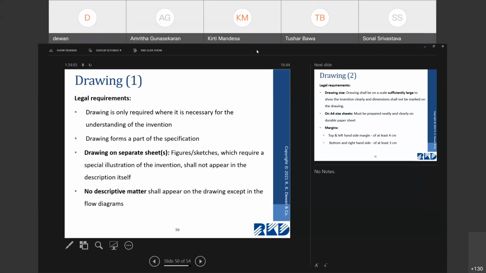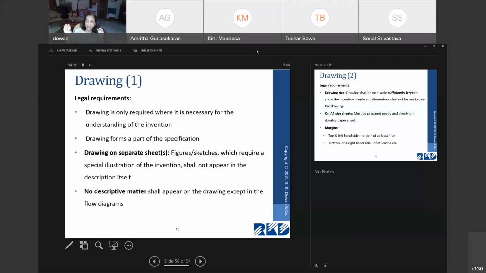So in the detailed description, we can use the numerals, and the part should be described there. In the drawings, we only use the reference numerals. Now, for the flow diagrams, the practice has changed a little.